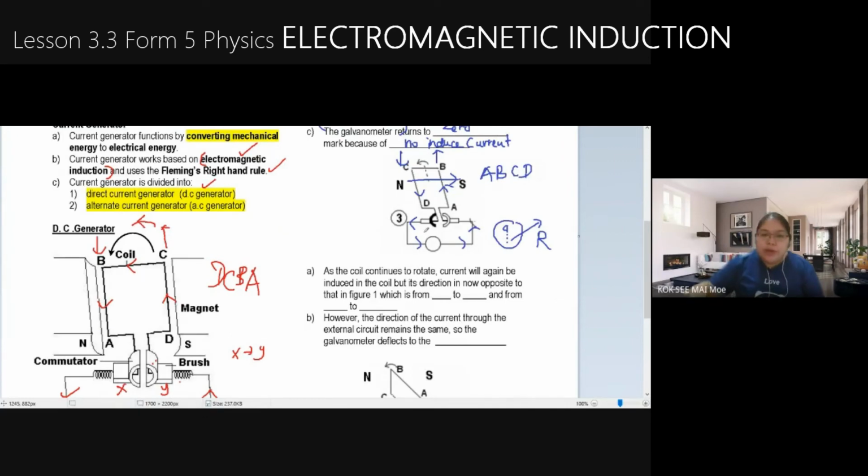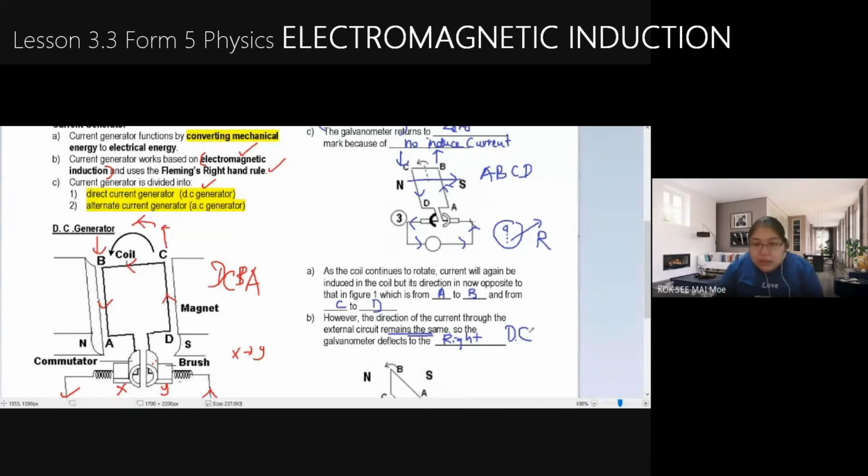Now we go to explain. As the coil continues to rotate, current will again be induced in the coil, but its direction is now opposite. So the opposite how? From A it goes to B already, then from C it goes to D. However, the direction of the current through the external circuit remains the same. External remains the same, so the galvanometer also deflects to the right. So from number 3, I can prove already. This one is sure a DC one, because your external always produces the current going to the right hand side.